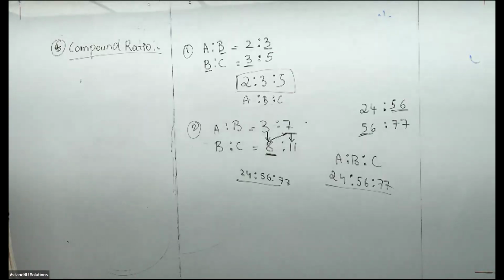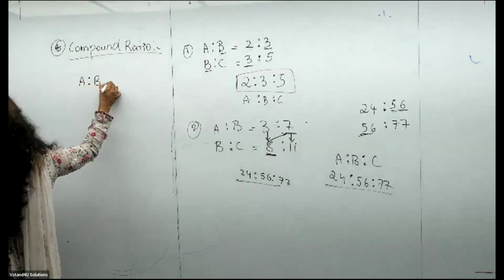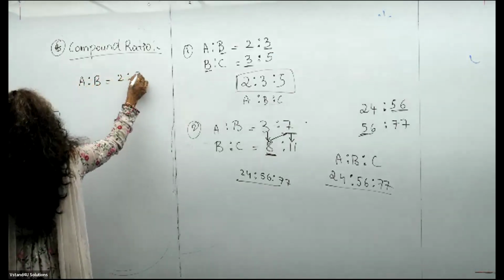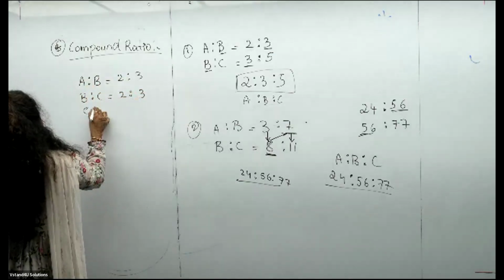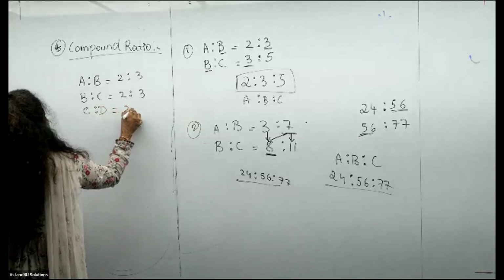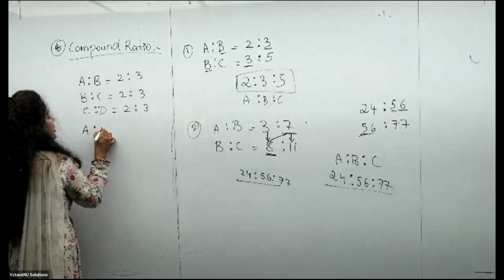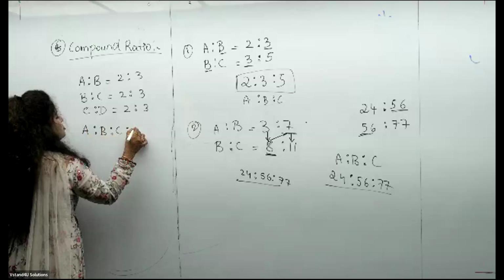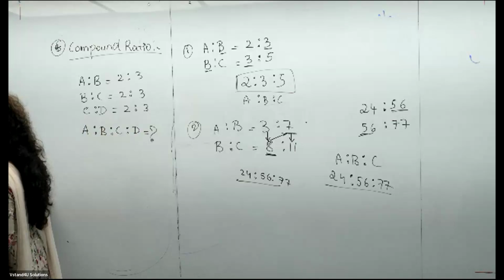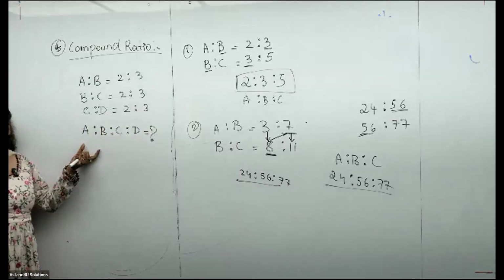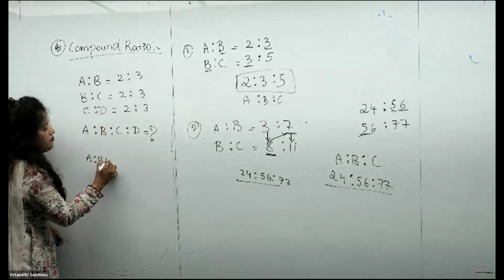Okay. Take down another example. You have A is to B is equal to 2 is to 3, B is to C is equal to 2 is to 3, C is to D is equal to 2 is to 3. Now tell me the ratio of A is to B is to C is to D. First of all, you know how to calculate the ratio of A, B, C. Yes or no?